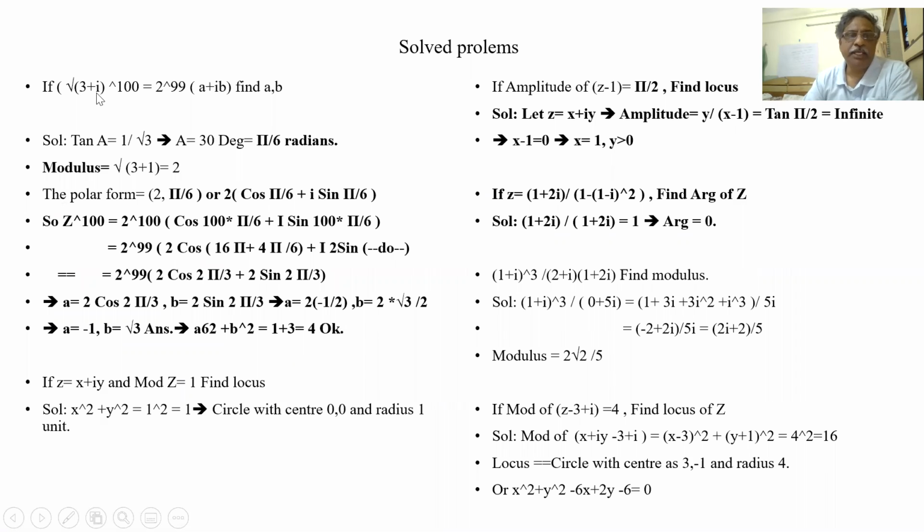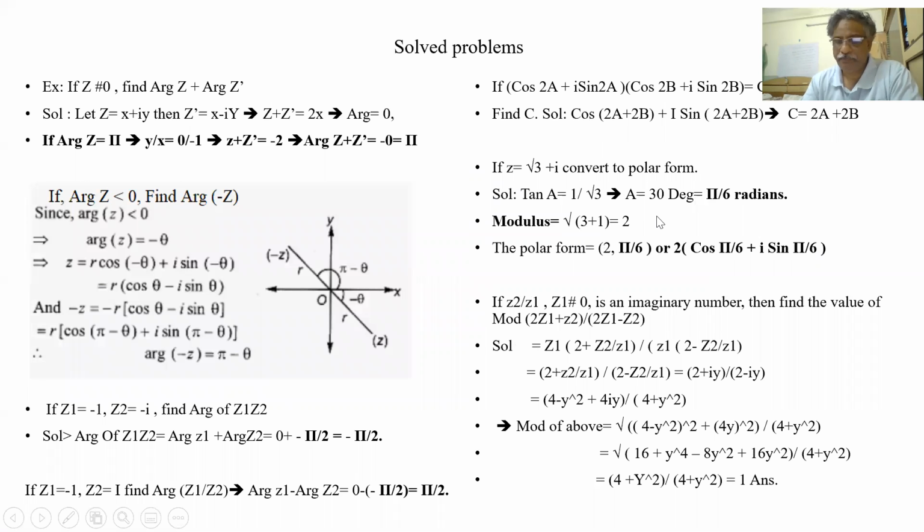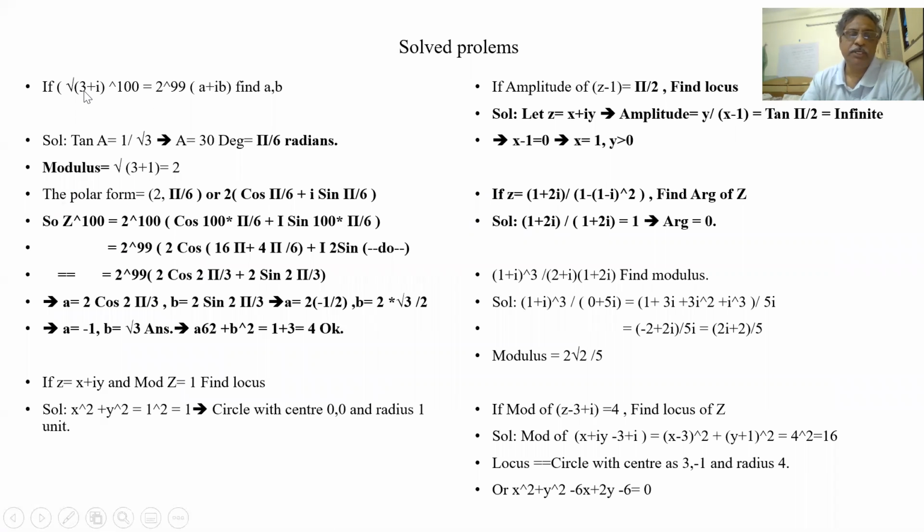Root 3 plus i whole to the power of 100 is given as 2 to the power of 99 into a plus ib. Find ab. So how to proceed? Let us convert this into polar form. Root 3 plus i, we know the polar form, we have just seen, 2 cos pi by 6 plus i sin pi by 6. What is the modulus of this? 3 plus 1, 4, under root is 2. What is the angle? Tan A is 1 by root 3, so A is pi by 6.